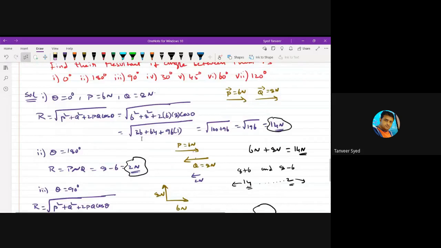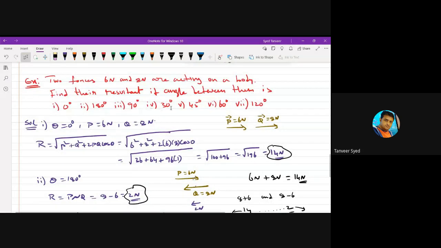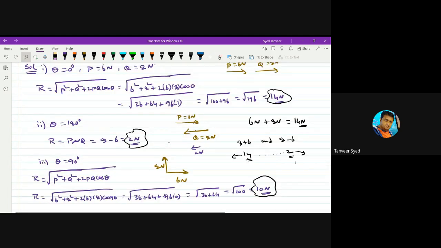Okay, these are the three cases. For the other four: 30 degree, 45 degree, 60 degree, and 120 degree, that is homework for you. Right. This is parallelogram law. And tomorrow we will do some more questions based on this.